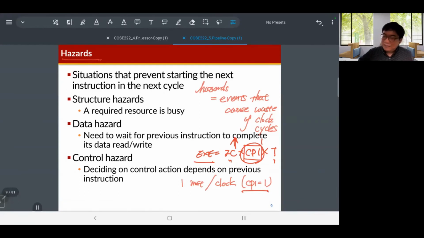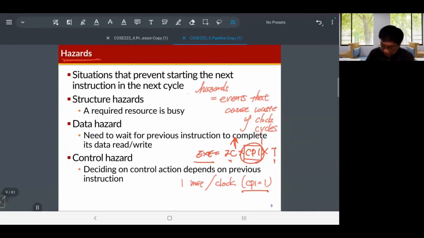If the CPI is increased, then performance is decreased. That's why hazards are very critical, and it's a very important concept in pipeline processor architecture. So we will learn about hazards in the pipeline architecture. It's very important, so you need to understand hazards.